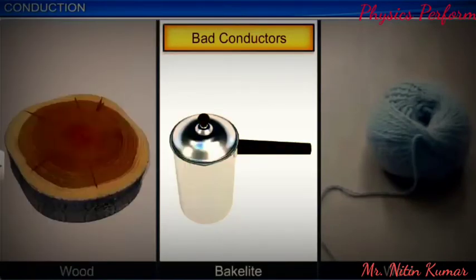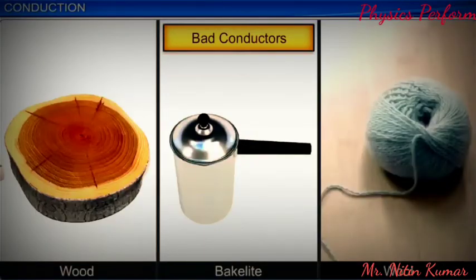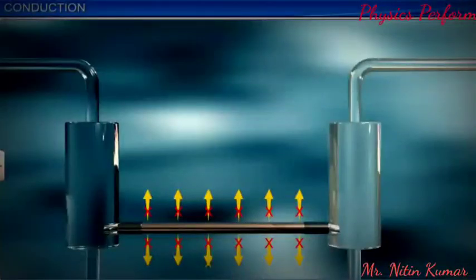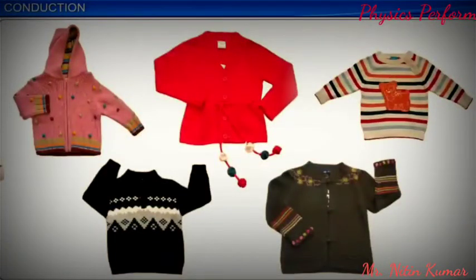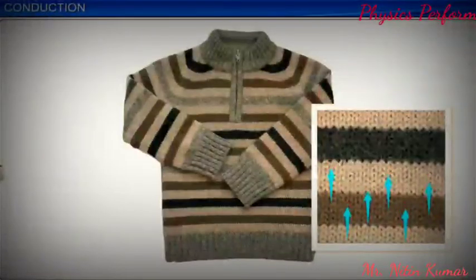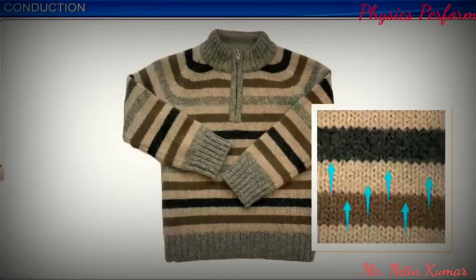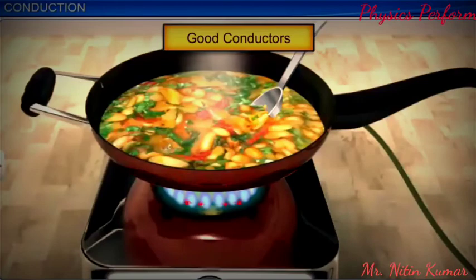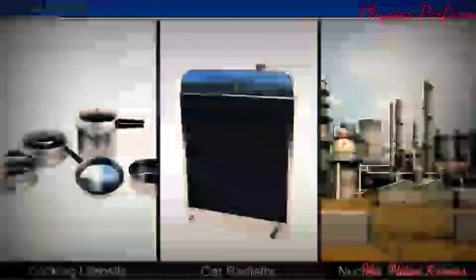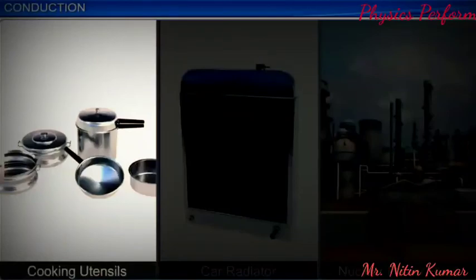When loss of heat by conduction is to be restricted, the body must be surrounded by an insulating substance. For example, we use woolen clothes in winter to prevent loss of heat, as the air is entrapped in the pores of the wool fabric, which acts as an insulator. When heat is to be transmitted faster, good conductors are used in the process. For example, cooking utensils, water coolant systems in car radiators, and nuclear power plants all use good conductors.